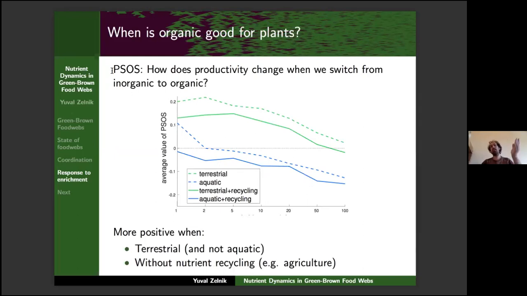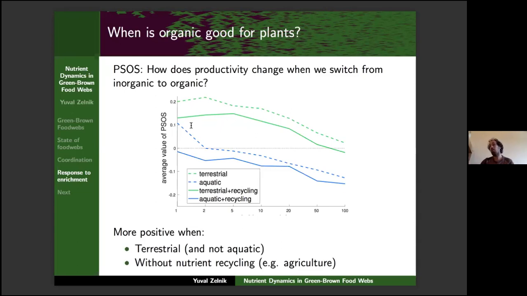So I'm using here this made up measure on the y-axis, PSOS, productivity sensitivity to organic. Basically I'm asking how much productivity changes when you switch from inorganic to organic. A positive value of this measure simply says that when we switch to organic, we're going to have more productivity in plants, and a negative says we're going to have less. And here we show in blue the aquatic system, and in green the terrestrial system, and dashed lines show systems without recycling of nutrients, and solid lines with recycling of nutrients. And so there's two main things you can see here. Oh, actually three, I would say.